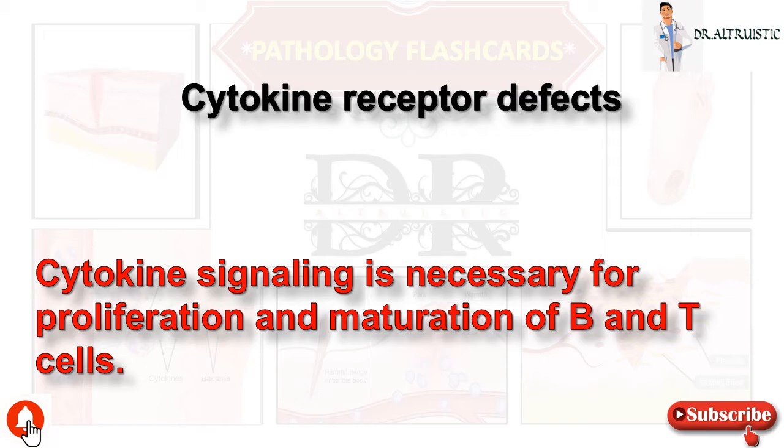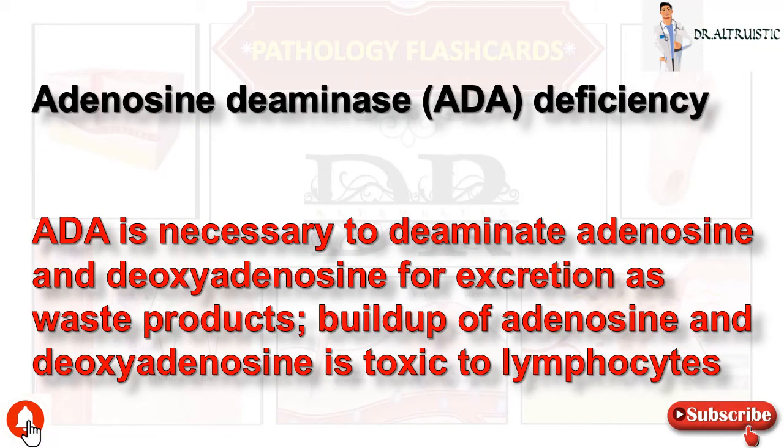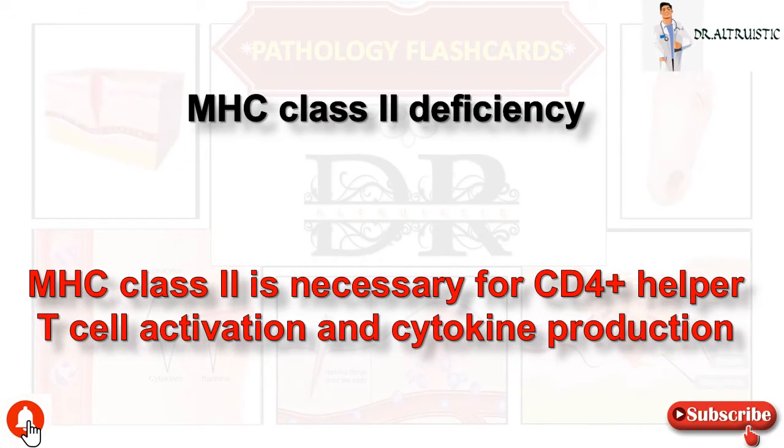Cytokine receptor defects: cytokine signaling is necessary for proliferation and maturation of B and T cells. Adenosine deaminase (ADA) deficiency: ADA is necessary to deaminate adenosine and deoxyadenosine for excretion as waste products. Buildup of adenosine and deoxyadenosine is toxic to lymphocytes. MHC class II deficiency: MHC class II is necessary for CD4+ helper T cell activation and cytokine production.